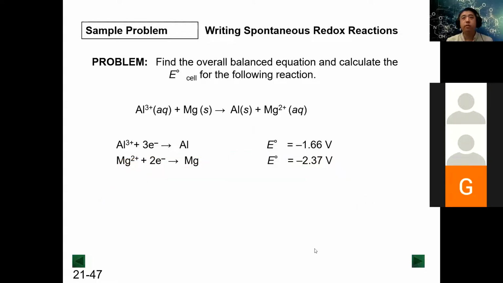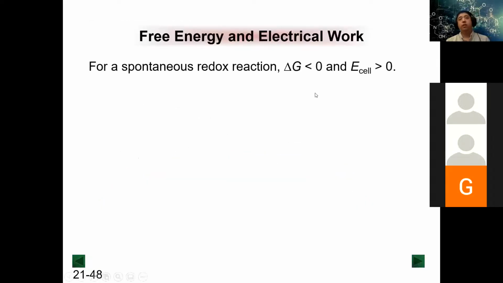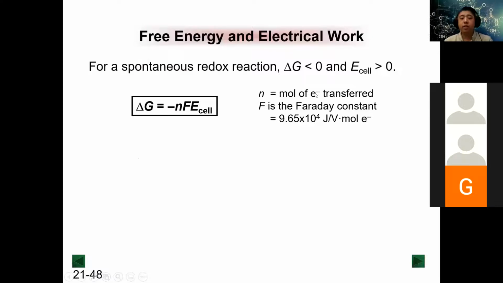Okay. So with that said, we can now relate delta G and E cell. This is the equation to relate the two. So we spoke about it earlier. E cell, when it's positive, is considered spontaneous. Delta G, when it is negative, it is considered to be spontaneous as well. So this is how the two of these are related based on this equation right here.